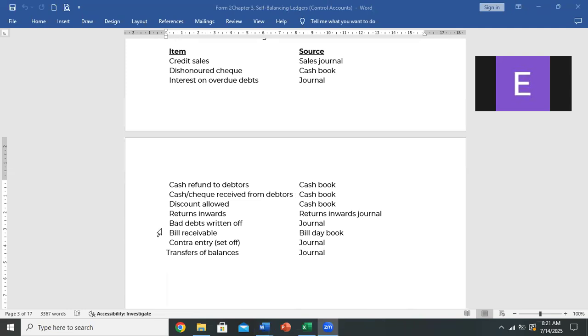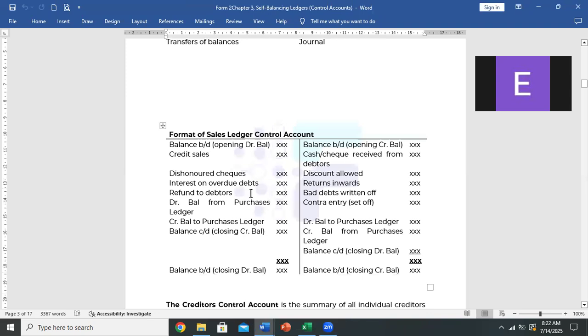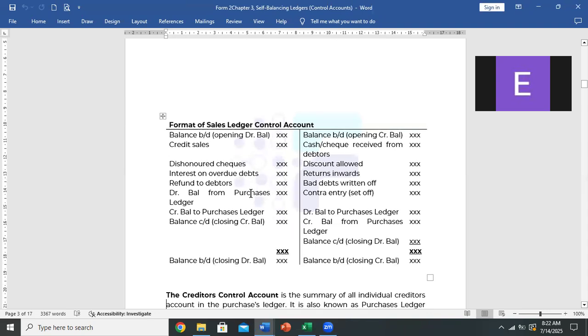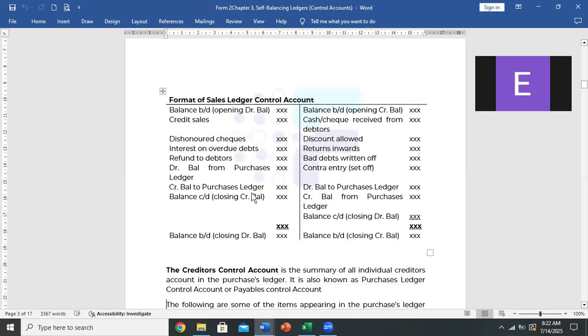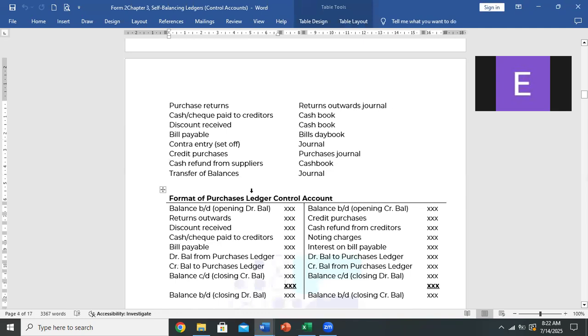And most importantly, I also spoke about the sources from which we get these items to prepare the control account. Okay. I think we wrapped up with the format of both the sales ledger control account and the creditors control account. But we're left with a few things to look at, specifically the transfers and closing balances.